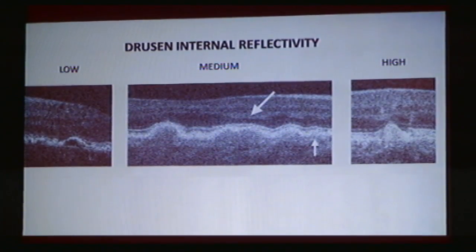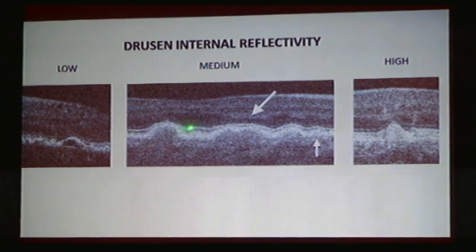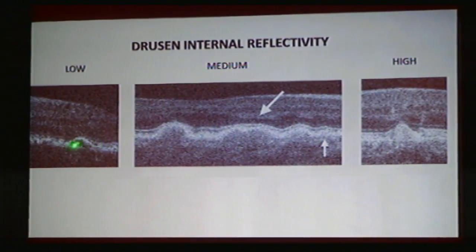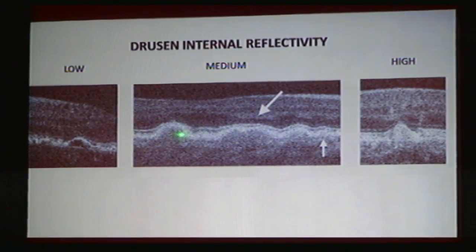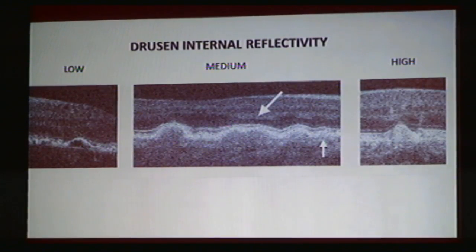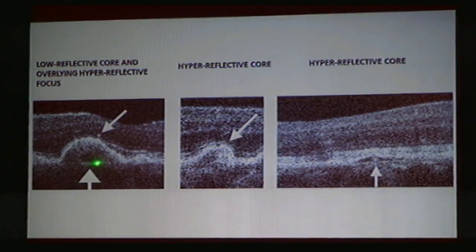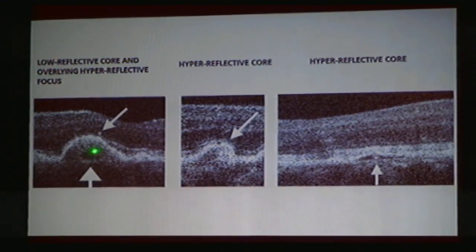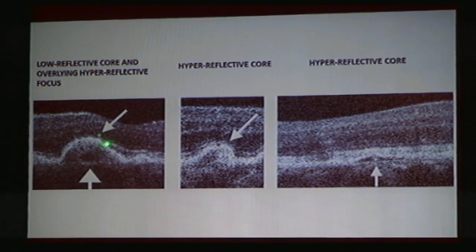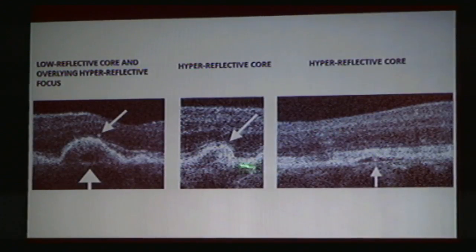And if you look at drusen, the recent description of drusen is based on internal reflectivity. These are highly magnified images, so they're slightly blurred. You can have hyporeflective or low reflective drusen, medium reflective, or high reflective drusen. Apart from that, you also have a core on the drusen. This is also something new. You can have a hyporeflective core inside the drusen, and sometimes a speck overlying that. Or the core itself can be hyperreflective. Or sometimes you can have the hyperreflective core without anything else, and it is homogeneous.